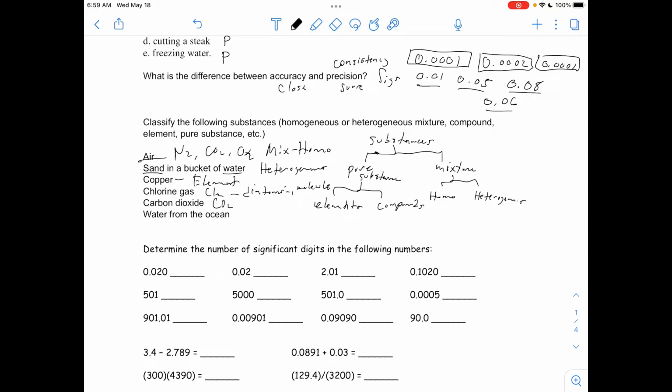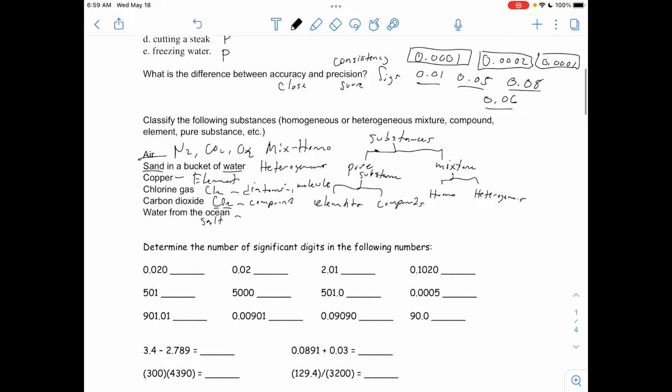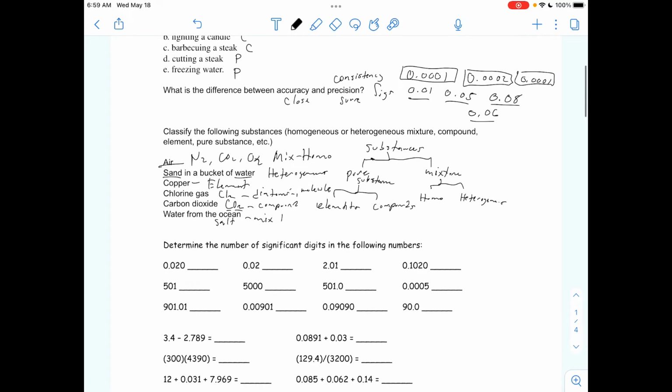Next is carbon dioxide, CO2. Because there are two different elements and it's a pure substance, it would be considered a compound. And then water from the ocean, which has salt inside, is going to be a mixture. However, because it's one phase, unless there's seaweed or other things we can see inside of the water, it's going to be homogeneous.